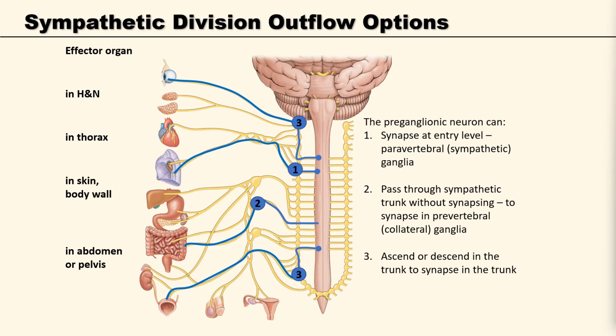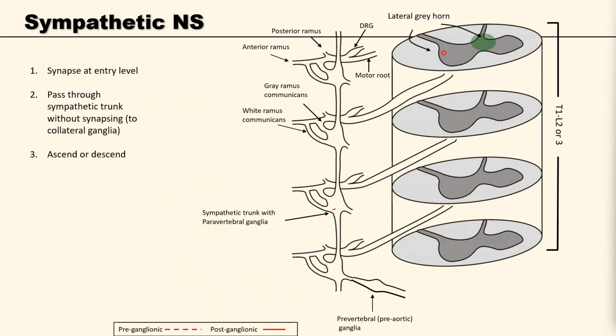Option 3 leaves us with climbing or descending. Once the preganglionic fibre enters the sympathetic chain, it can either ascend towards the head and neck or descend towards the pelvis before synapsing with the sympathetic chain level required by the target organ. We can see these in more detail here.